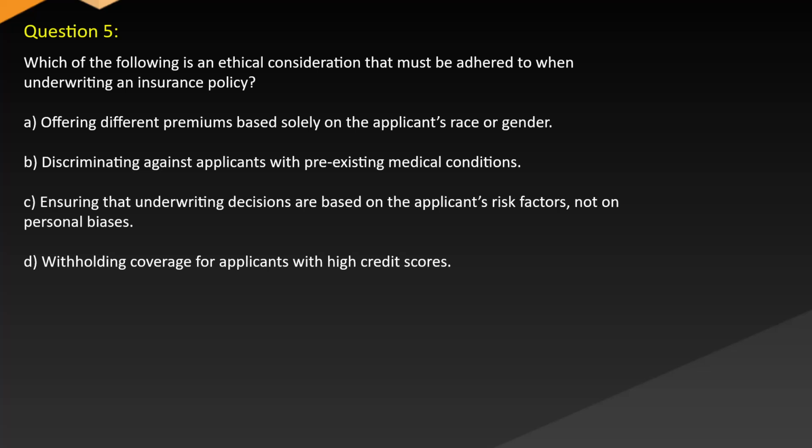Question 5. Which of the following is an ethical consideration that must be adhered to when underwriting an insurance policy? A. Offering different premiums based solely on the applicant's race or gender. B. Discriminating against applicants with pre-existing medical conditions. C. Ensuring that underwriting decisions are based on the applicant's risk factors, not on personal biases. D. Withholding coverage for applicants with high credit scores.